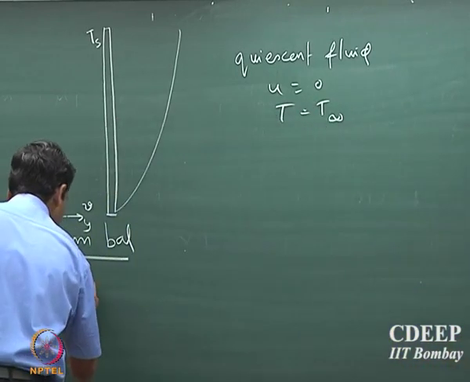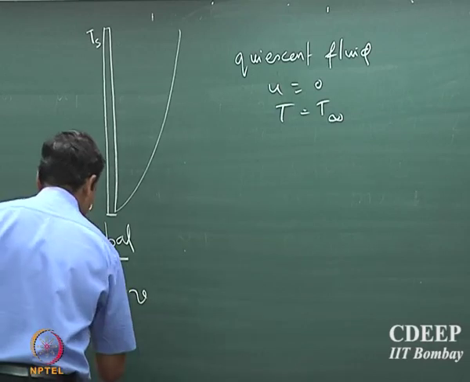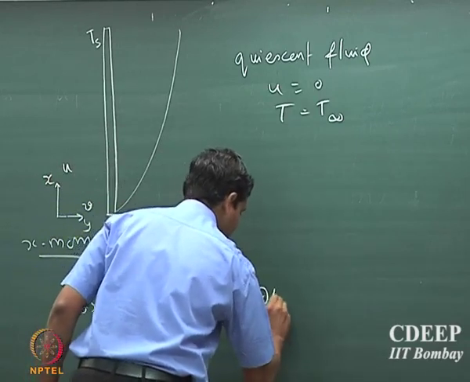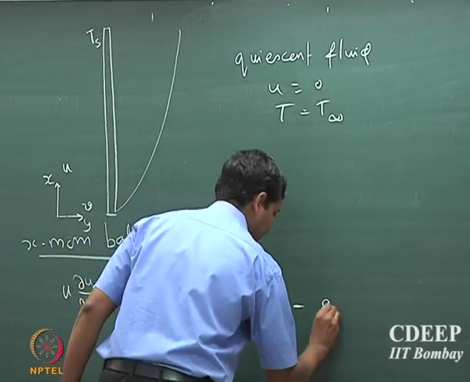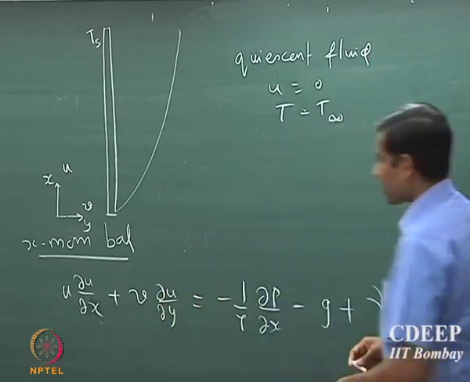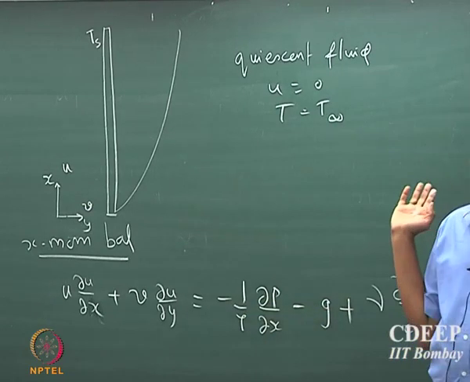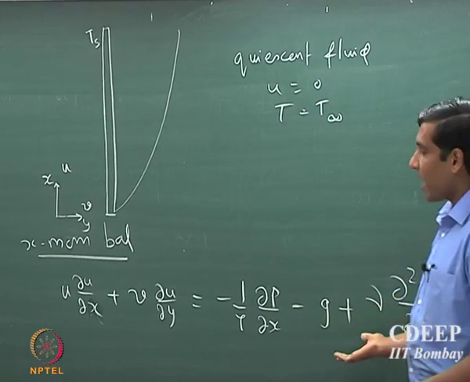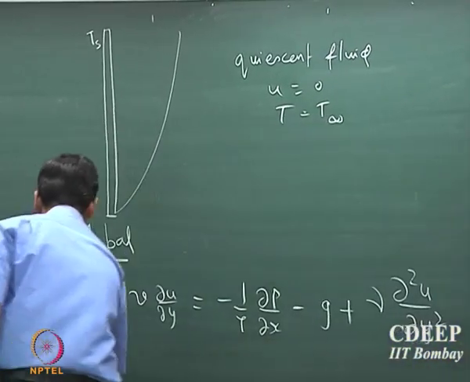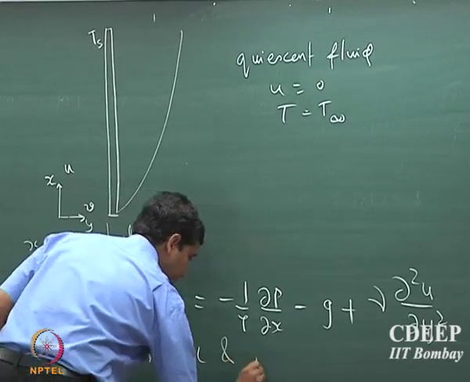So, we said that u du by dx plus v du by dy is equal to minus 1 by rho dp by dx minus g plus nu d square u by dy square. Okay. So, that is the x momentum balance. Now, this equation is valid at every location in this problem, and so it is valid in the quiescent medium as well, in the quiescent fluid as well. So, this equation is valid both in boundary layer and in bulk.